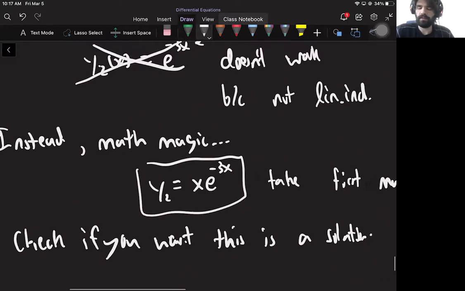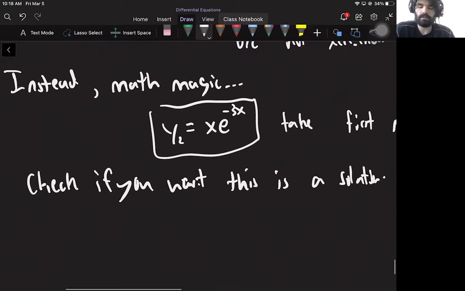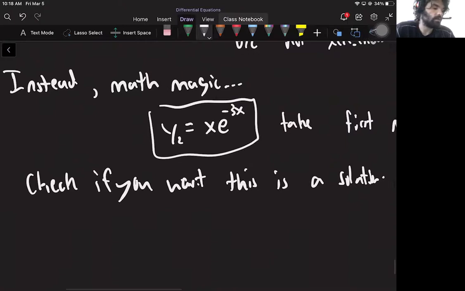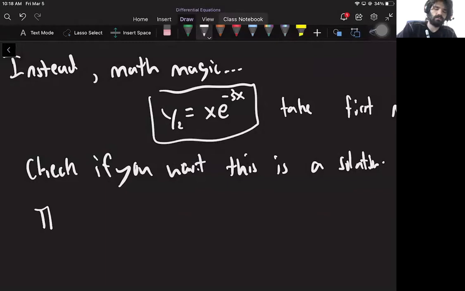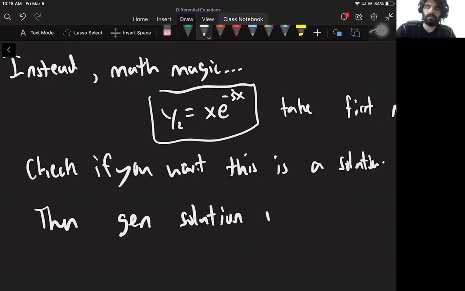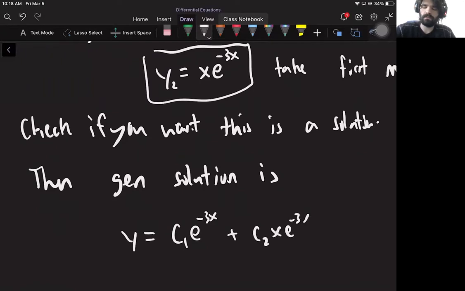So the fact that it is a solution is actually good enough, because we know there's only going to be two. So even though I just guessed it, so it's unsatisfying, that's fine, because now that I know it is it, I know the general solution. So then the general solution is my two solutions, linear combination of them in general, and that's it.